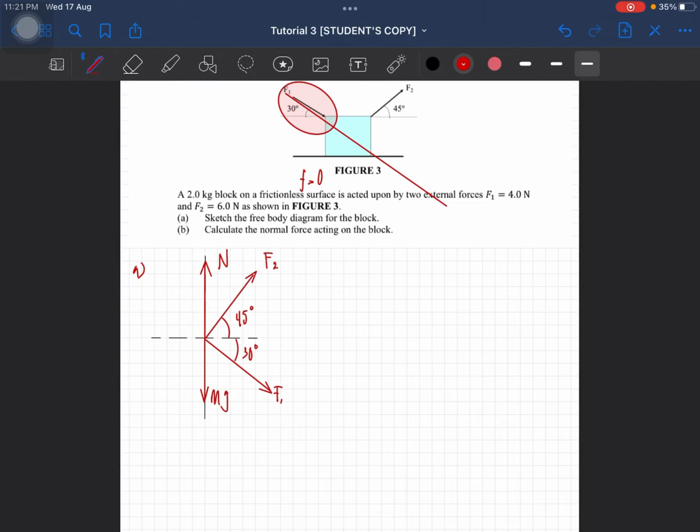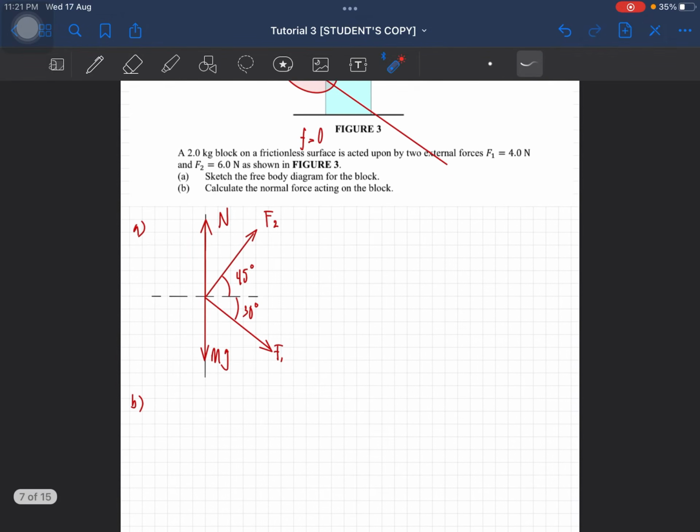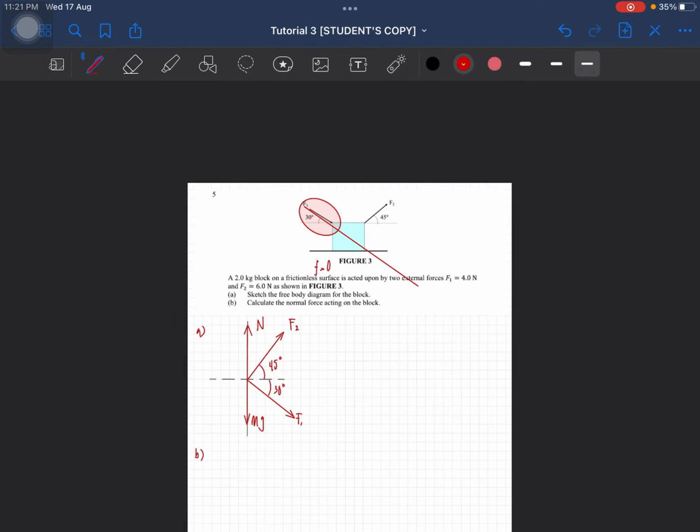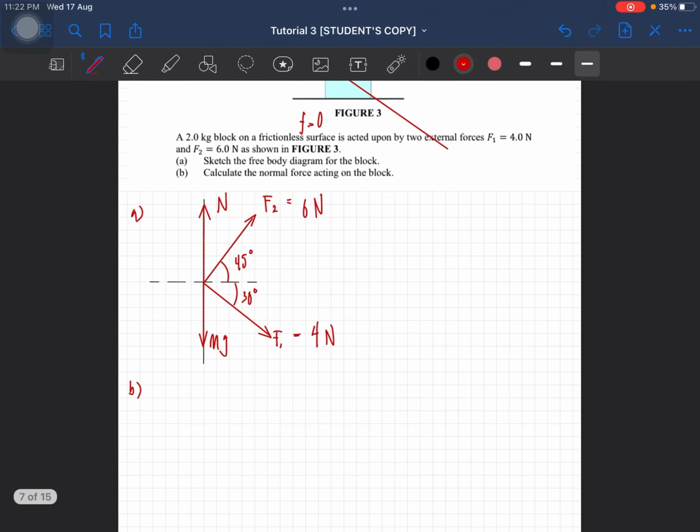Now we have to calculate the normal force acting on the block, which is N. So now we have to consider what component? We can try to consider component Y only, because now everything has a value. F1 is given, F2 is also given. So F1 is equal to 6 Newton, F2 is equal to 4 Newton. So we can proceed with Fy because the information is enough.